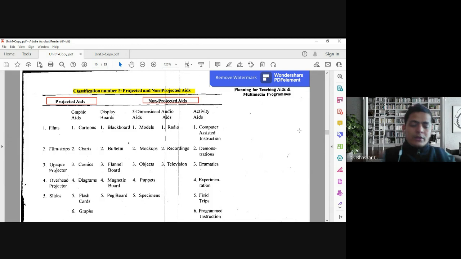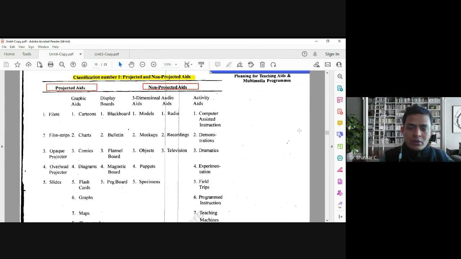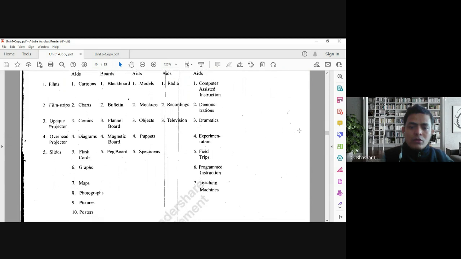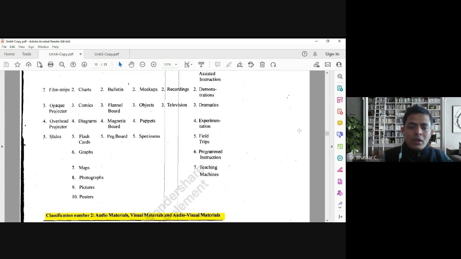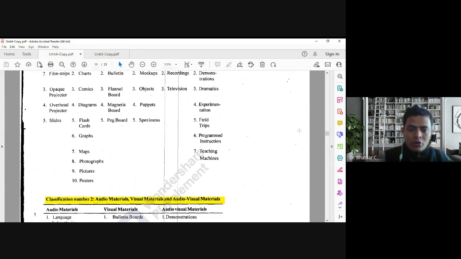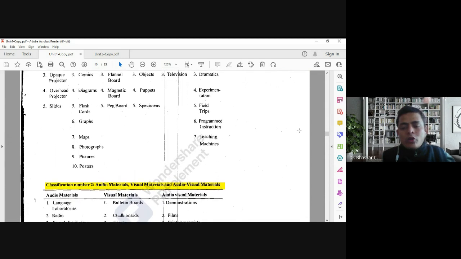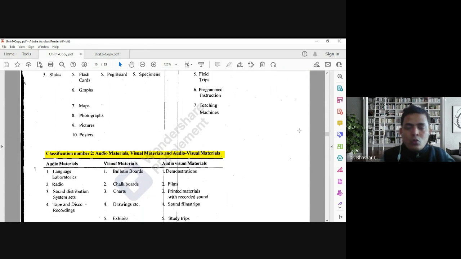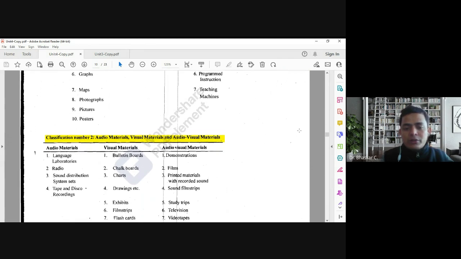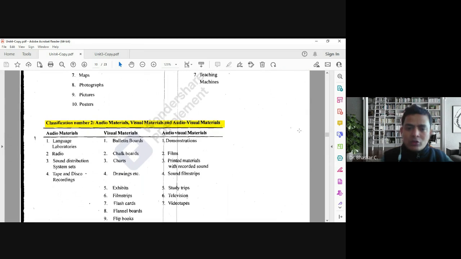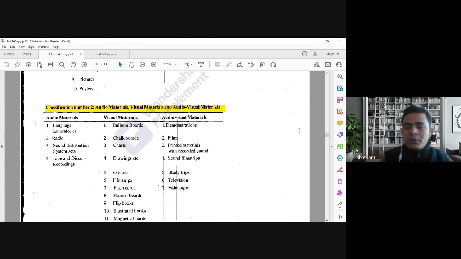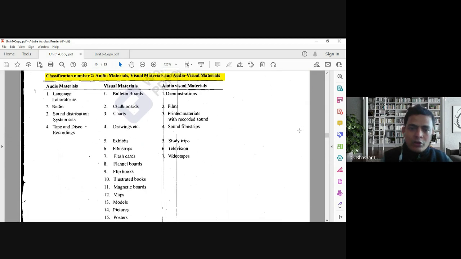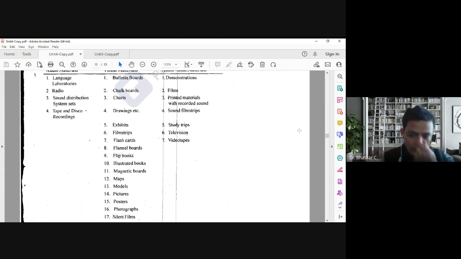And let us come to the second one. Let me just move the screen. The first one, just take a few seconds to observe. And then comes the second one: audio materials, visual materials, and the audiovisual materials, right? So we have two classifications based on the nature of the teaching aids, whether they are audio in nature, visual in nature, or both audiovisual.